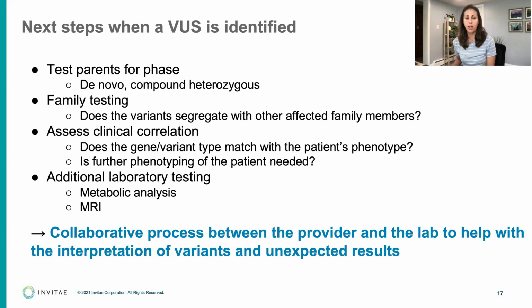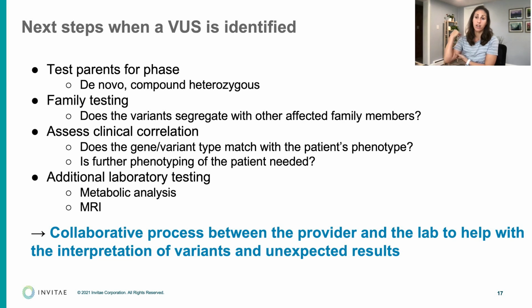So I think, though, I wanted to spend a little bit more time on the VUS, because I think this is like the bane of our existence. There's a variant there and we don't know what it does, but there's things that we can do and work together to help us figure these out. So like I said, one of the easiest things is to test the parents. Was it de novo? Do the parents not have the variant and only the affected child does?